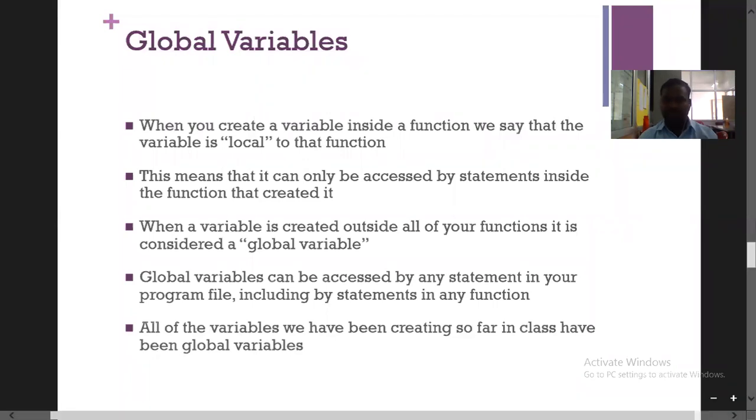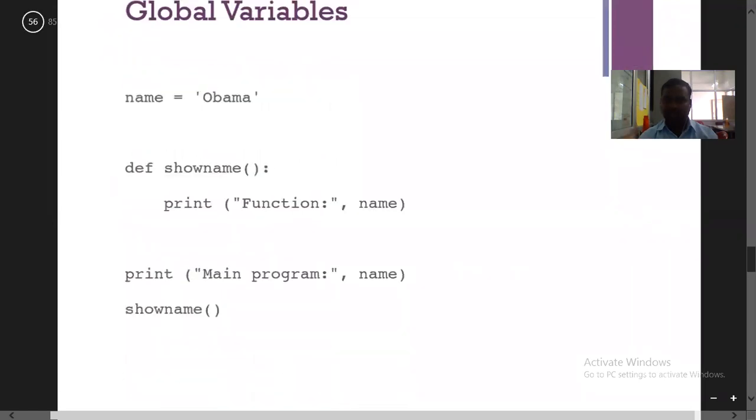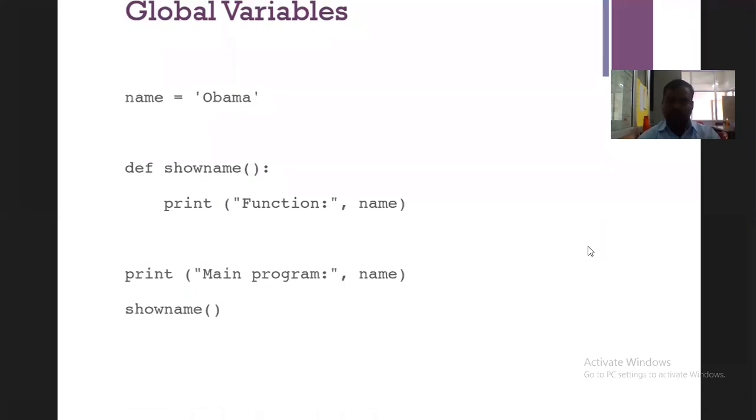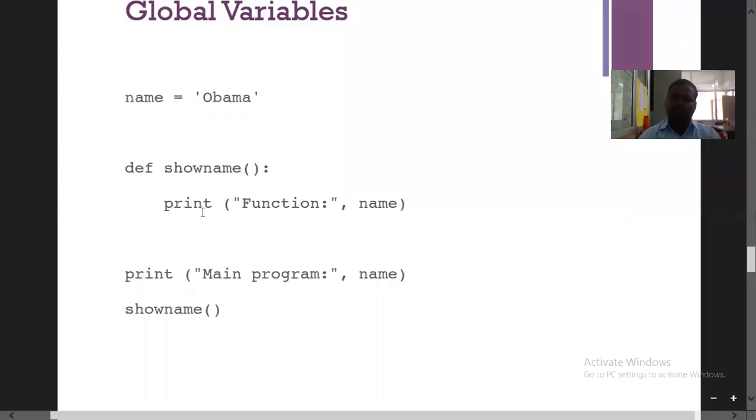He is referring to this slide. You don't worry. See here, one program he gave: name is equal to Obama, and def show_name. This is the function, and it has one statement, a print function with name. Outside of this function, one statement is print main program and name, and we are calling show_name. What is the output and why?